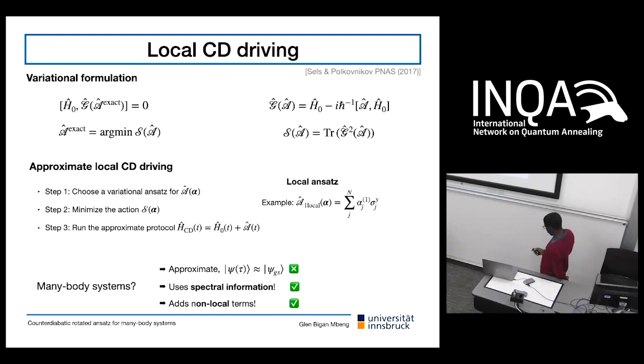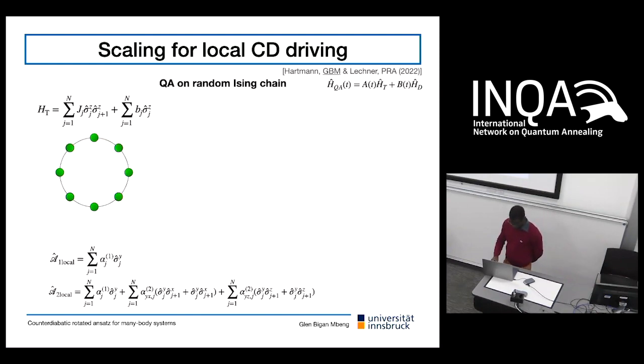So now it's approximate, of course, but I would say that expecting to have a non-approximate thing which works perfectly in many body systems is not really reasonable. And on the other hand, for the use of spectral information and adding non-local terms, we solve this problem because we can choose the ansatz appropriately, and it doesn't require spectral information.